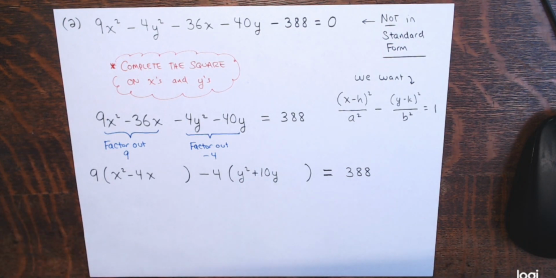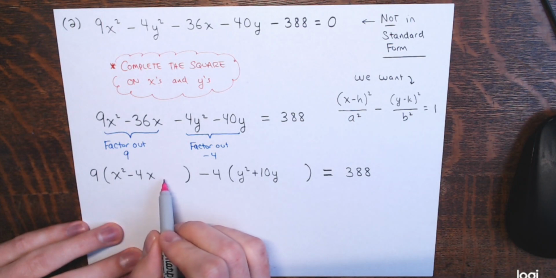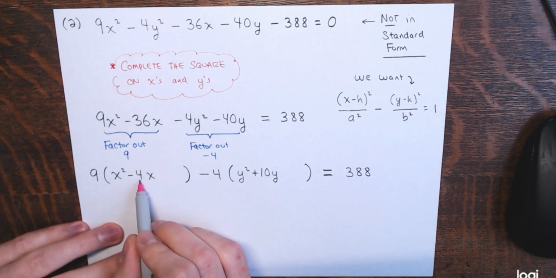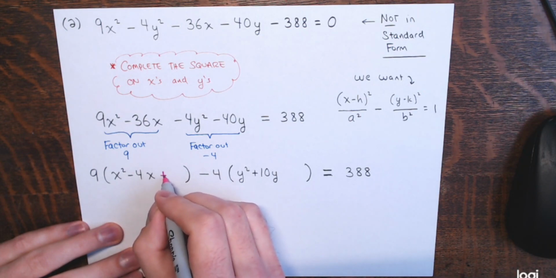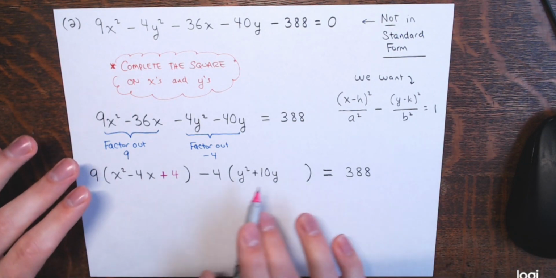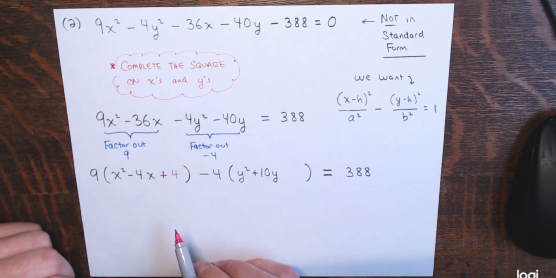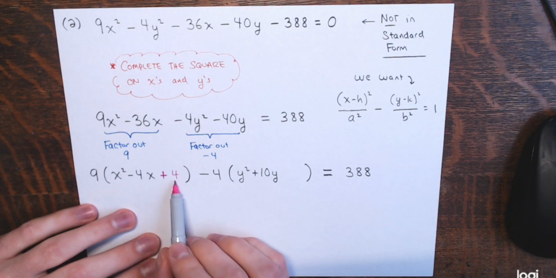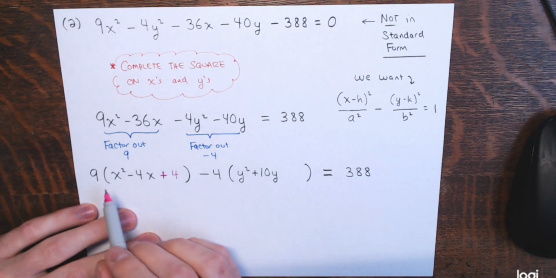Now comes the completion of the squares. X squared minus 4x. Remember how to complete the square. You take half the linear coefficient, which would be negative 2, and square that. It would be positive 4. So inside the parentheses, I'm adding 4. But you've got to remember it's an equation. You've got to keep things balanced. Now, many people make this mistake. If I add 4 in here, you don't just add 4 on the other side. You've got to think about what you factored out.